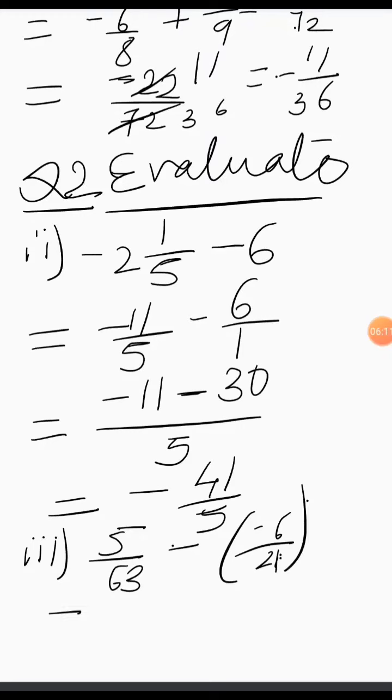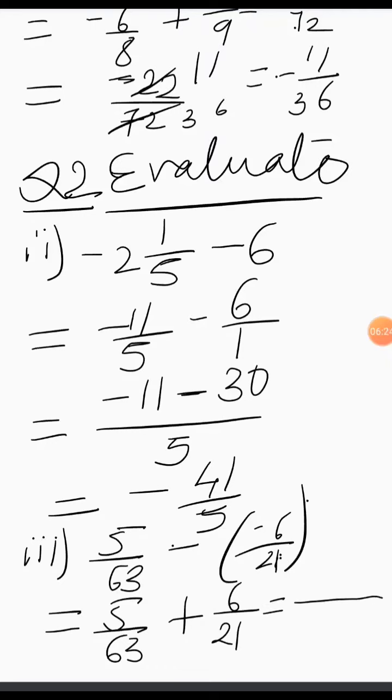Okay, now you know 5 by 63. Okay, and minus into minus is what? Plus 6 upon 21. And now you know, you will find its LCM and complete the answer. Okay, complete the question.